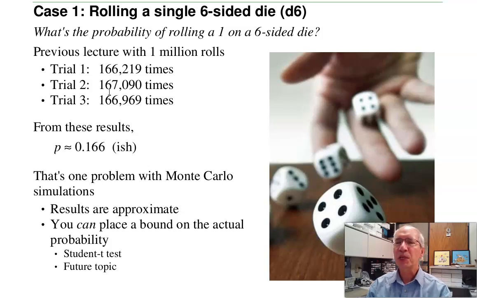That's one problem with the Monte Carlo simulation. You don't get exact answers. You can get a bound. When we get to the student t-test, I can take this variability and tell you whatever the mean or average actually is, what the probability actually is, I can tell you what the maximum and minimum that probability will be. But I won't give you a specific number, won't give you an exact answer.